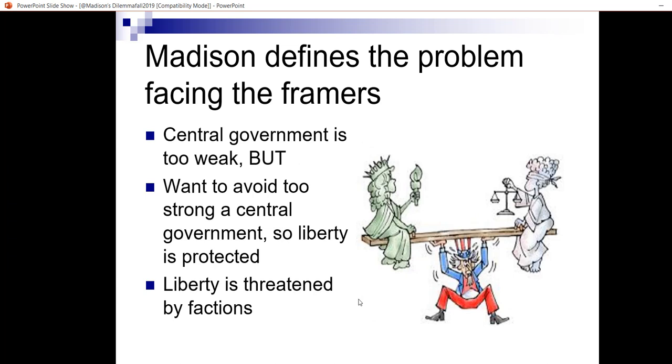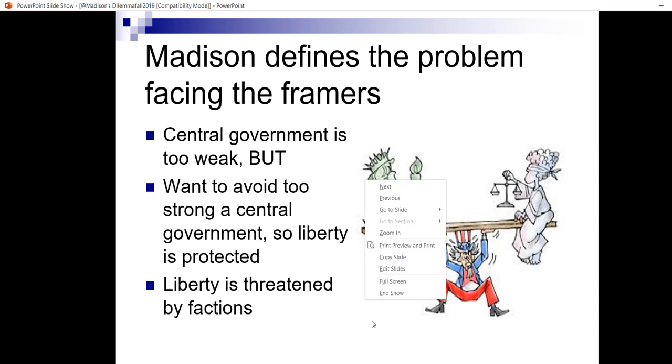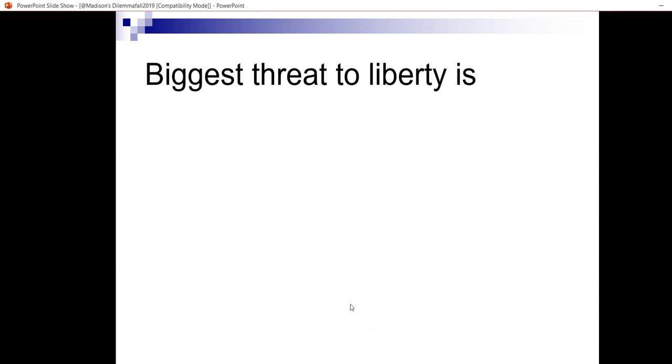And Madison's primary concern, sorry, my PowerPoint doesn't move smoothly from one slide to the next. So Madison argues that the biggest threat to liberty comes from large factions, because if a faction gets big enough to be the majority of people and that faction gets control of the government, then in a democratic society, there isn't any way to stop that faction from becoming a tyrant.